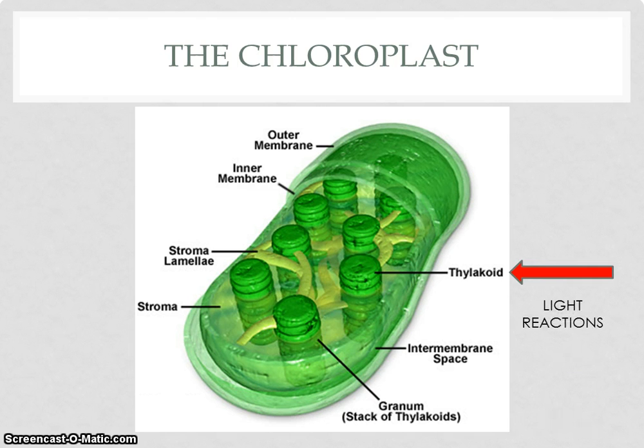Thylakoids are sac-like structures in chloroplasts made of photosynthetic membranes. The light reactions of photosynthesis occur in the thylakoid membranes. Stroma is an aqueous region outside the thylakoid membranes where the Calvin cycle occurs. Chlorophyll molecules are embedded in the thylakoid membranes. They capture energy from sunlight to power photosynthesis.